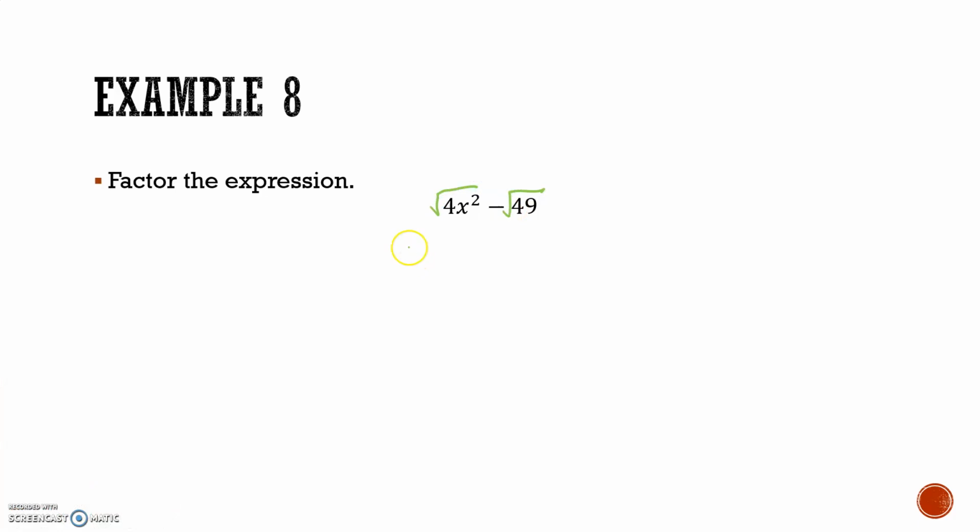So we're going to take the square root, and we get a equals 2x, b equals 7, and we're going to get 2x in the front, 7 in the back, and then minus, plus. And it does not matter what order we put these in because it's multiplication of the parentheses. So I could also put 2x plus 7 and 2x minus 7. Either way, it's going to give me the same thing.